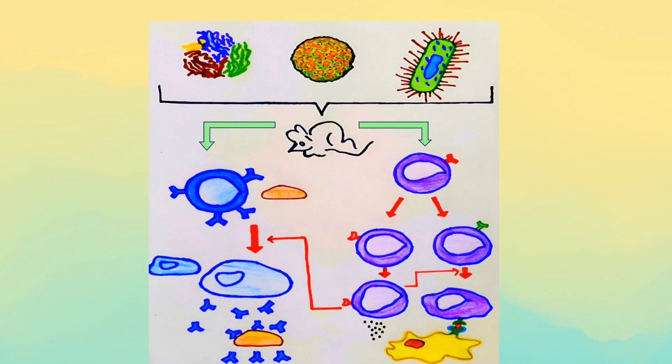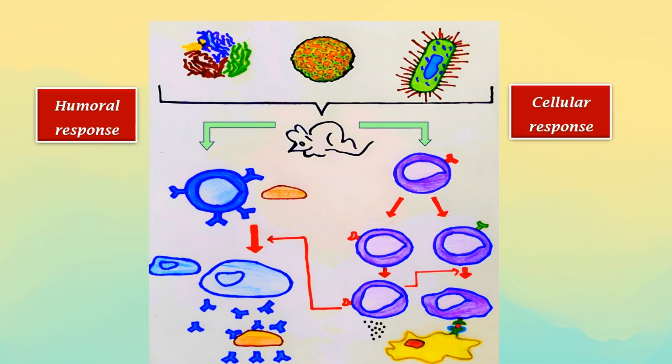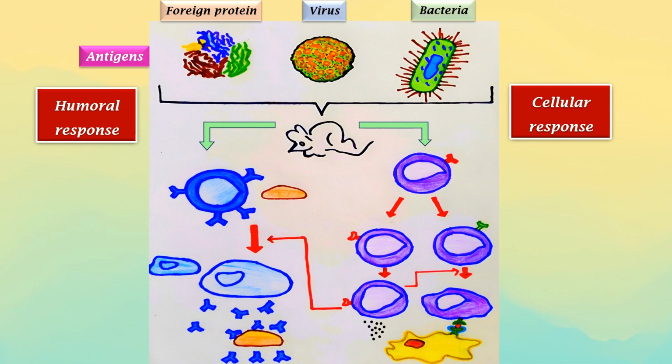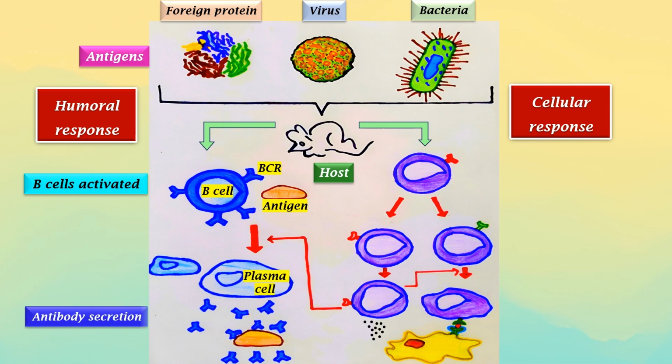This picture represents the mechanisms of both humoral immunity and cell-mediated immunity. When antigens, such as foreign protein, virus, and bacteria, invade the host body, humoral response begins with the activation of the B cells. Binding of foreign antigen to the B cell receptors promotes the differentiation process that results in the formation of effector B cells, which are the antibody-secreting plasma cells that eliminate the pathogen. Memory B cells are also formed in this process.